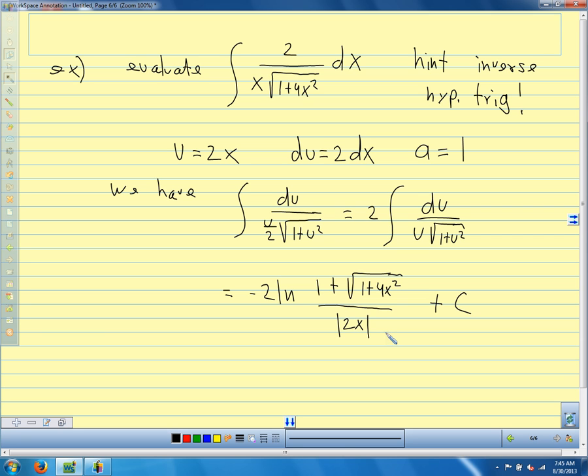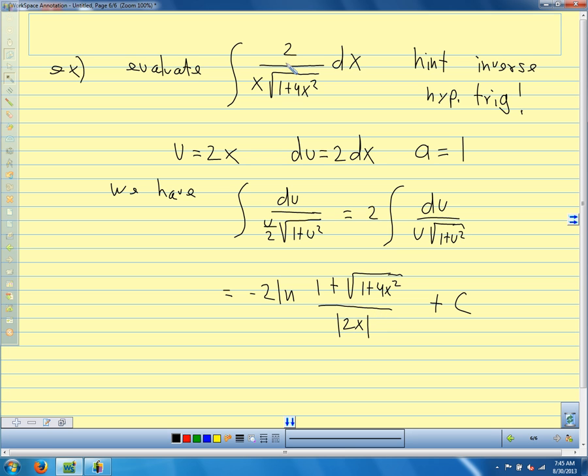So this is the kind of thing we would look at. Now we could get this result from trig substitution. And in a separate video that I will post to my website, I will evaluate this integral using trig substitution and get to this same result.